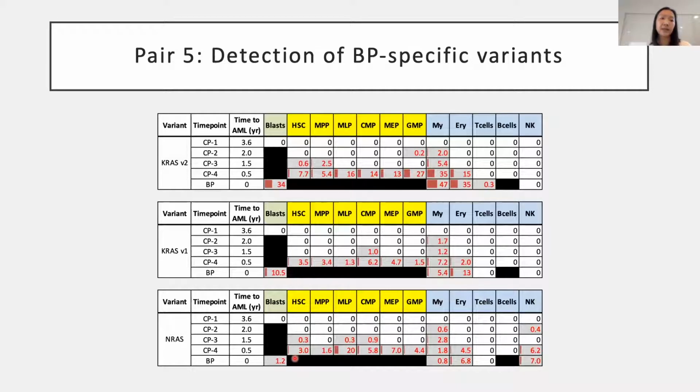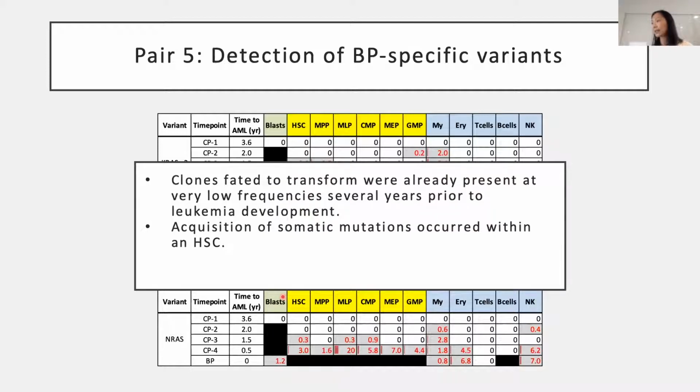And again, this expands as we get closer to the blast phase diagnosis. And at blast phase, these variants contribute different frequencies to the leukemic blast. So what our results show is that by ddPCR, we are actually able to determine that clones that were fated to transform to leukemia were already present at very low frequencies several years prior to leukemia development, and that acquisition of somatic mutations occurred within an HSC.